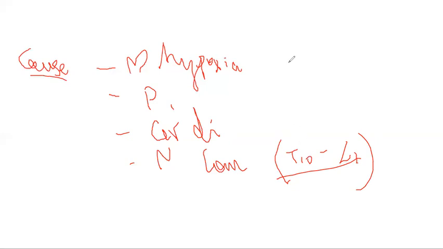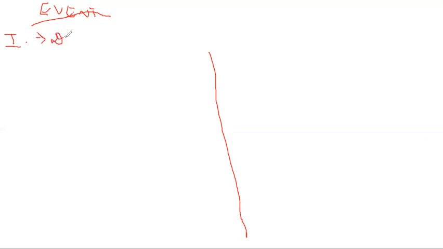Okay, so next we'll see the events of the first stage of labor. What are the events in the first stage of labor? The first one is dilation of the cervix. There will be dilation of the cervix. Clear?